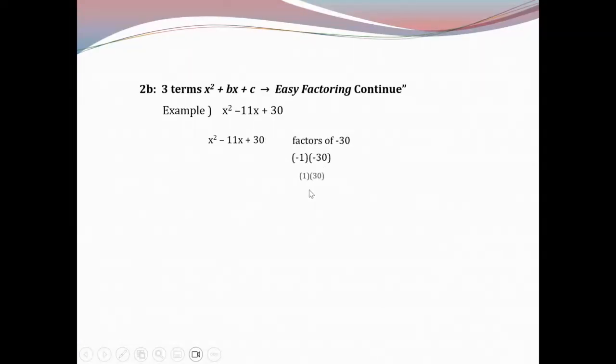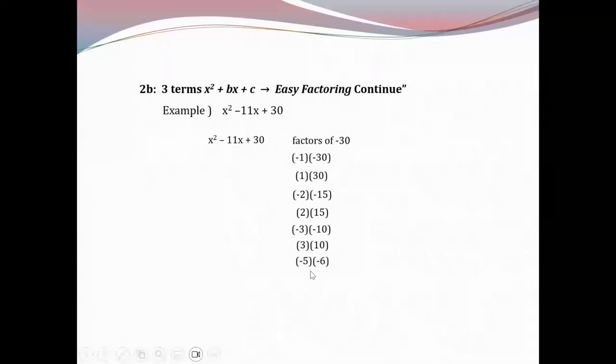Negative 1 times negative 30. 1 times 30. Negative 2 times negative 15. 2 times 15. Negative 3 times negative 10. 3 times 10. Negative 5 times negative 6. And positive 5 times positive 6.